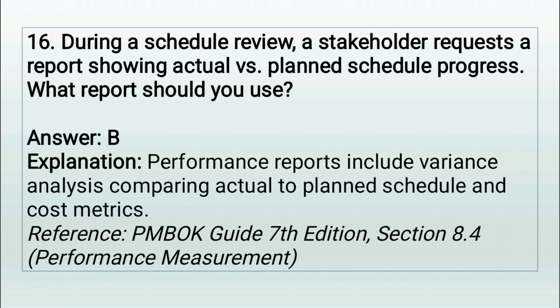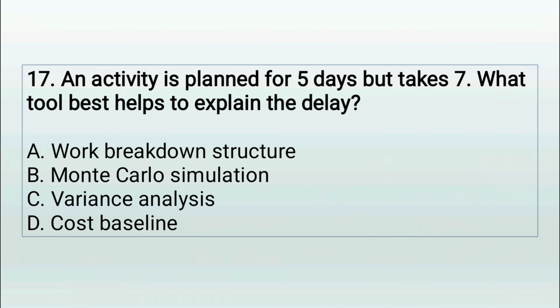Exam tip: If they want progress tracking, look for performance reports, not change logs or risk reports. Question 17. Analyzing delays. An activity was planned for 5 days but took 7. What tool helps explain the delay? A. WBS. B. Monte Carlo simulation. C. Variance analysis. D. Cost baseline.